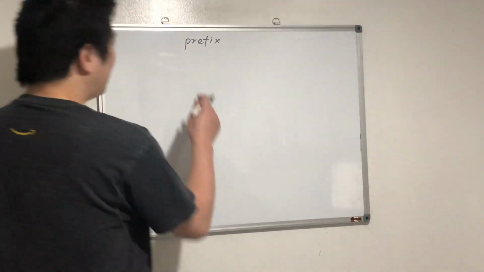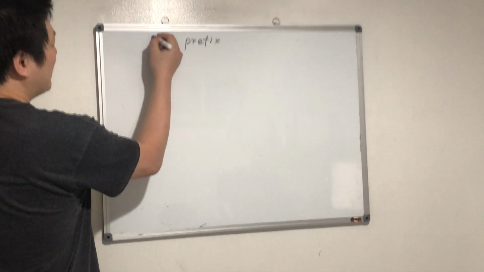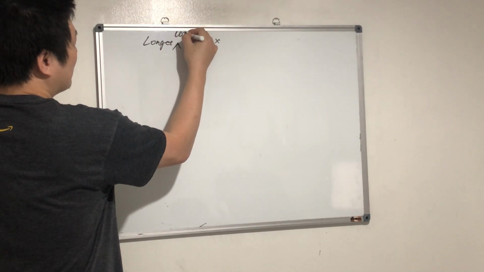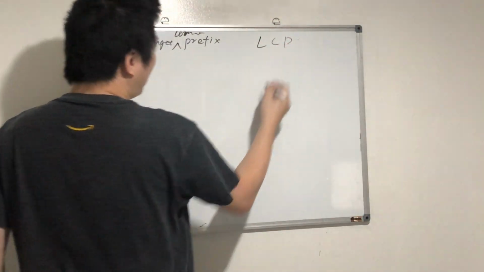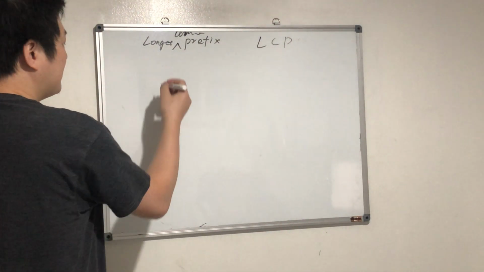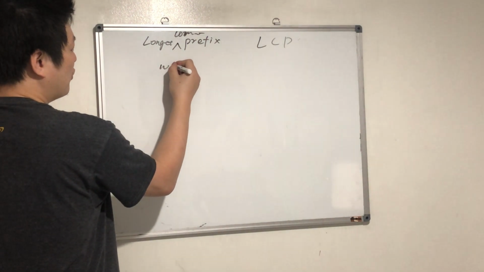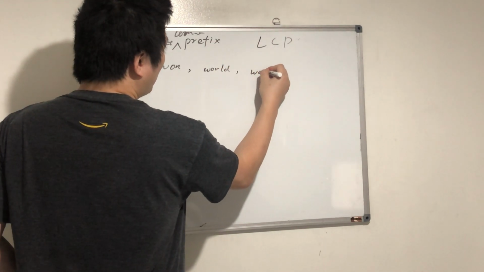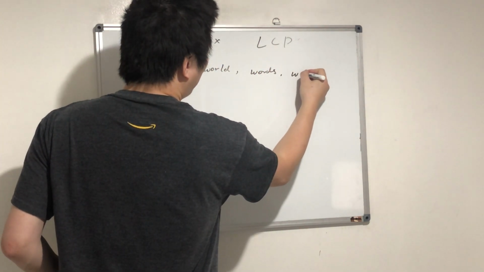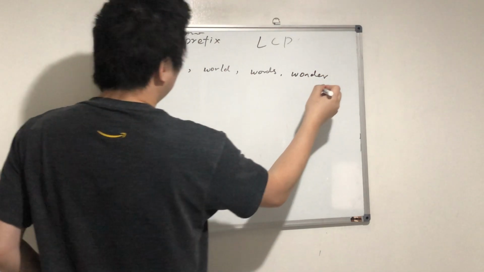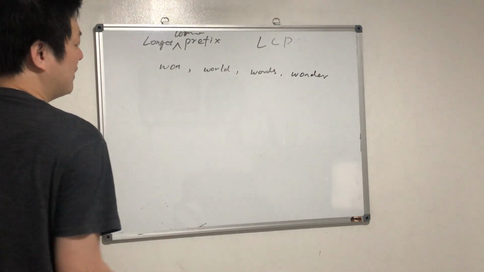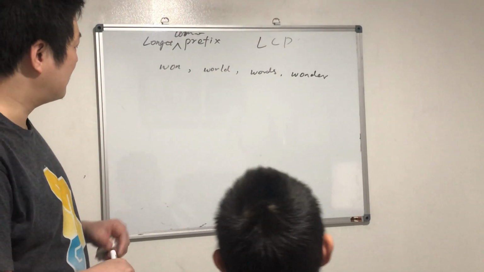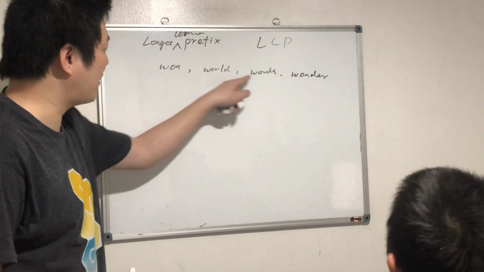Okay, so today we're going to talk about the longest common prefix, or LCP. Given a list of words like won, word, words, and wonder, what's the longest common prefix? WO, right? Because WON is not a prefix of all of them.